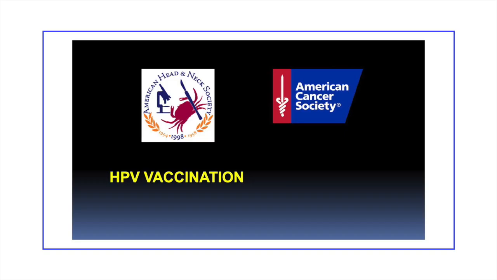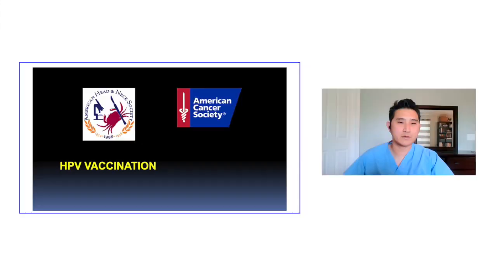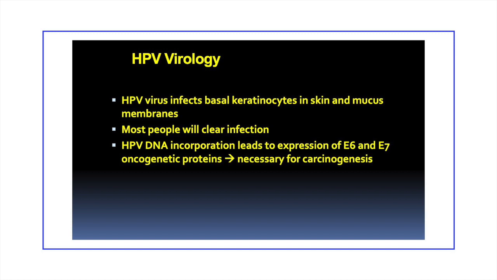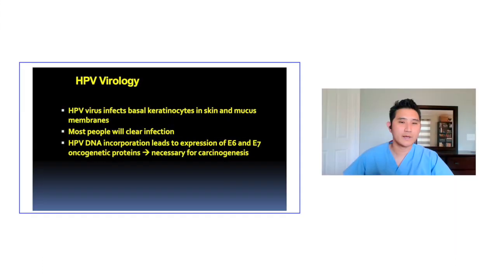Some final notes is the importance of HPV vaccination. Is there a way to prevent this cancer since it is virally driven? And the answer is yes. As we mentioned, HPV incorporates into the E6 and E7 oncoprotein for it to provide carcinogenesis. And so if we can block the integration of HPV into the DNA, obviously that would prevent cancer. And so HPV vaccination has been shown to be very effective to prevent HPV infection, theoretically lower the rates of HPV-related cancer moving forward in the future.